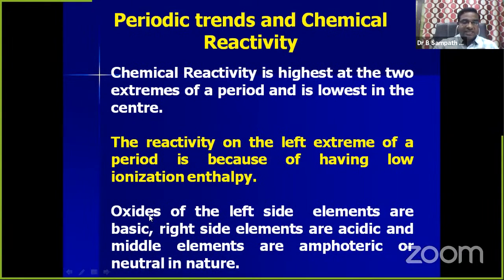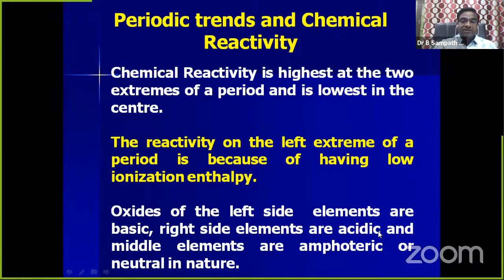Next, oxides of the left side elements are basic in nature. Why? Because the left side elements are metals, children. So metal oxides are always basic in nature. You remember this one. These are very, very important fundamentals. If you want to learn good chemistry, you have to concentrate on the fundamentals. The oxides of the left side elements are generally metal oxides. This is the general rule: metal oxides are basic in nature.